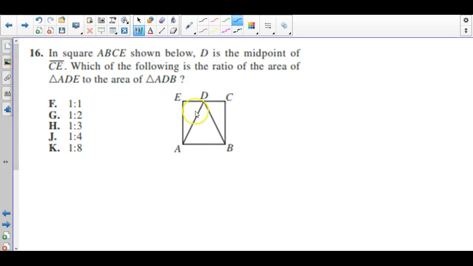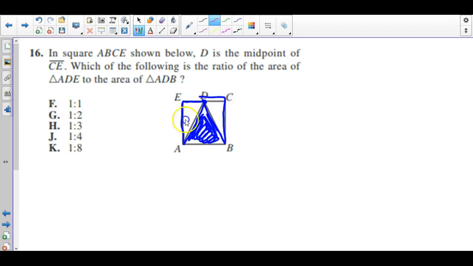Alright, in the square A, B, C, E, D is the midpoint of CE, so right at the top. Which of the following is the ratio of the area of triangle ADE to the area of triangle ADB? So what I would do is kind of just break this down into smaller ratios. They're basically looking at the smaller triangle versus ADB, which would be this one that I'm shading in.